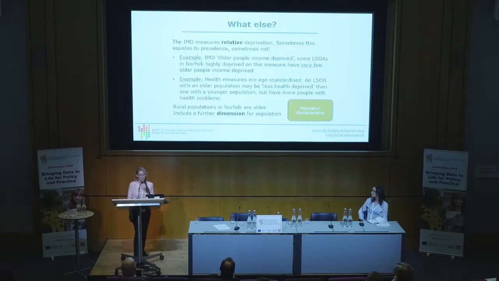So what else? We put in a third dimension. And this is because the IMD measures relative deprivation. So sometimes this equates to prevalence and sometimes not. So for example, we were looking at doing a needs assessment for a project called SALE, which is aimed at older people who are disadvantaged. It's a physical activity intervention. And we looked at a supplementary index attached to the indices of multiple deprivation, older people income deprived. And what we found in Norfolk, that some LSOAs, which are little geographic areas, are highly deprived on this measure, but they have very few older people income deprived. And that's because they're young LSOAs, because what they're doing is they're measuring the proportion of older people that are income deprived. If you have a very young LSOA, that's not many people. So this matters when you're trying to target your interventions.